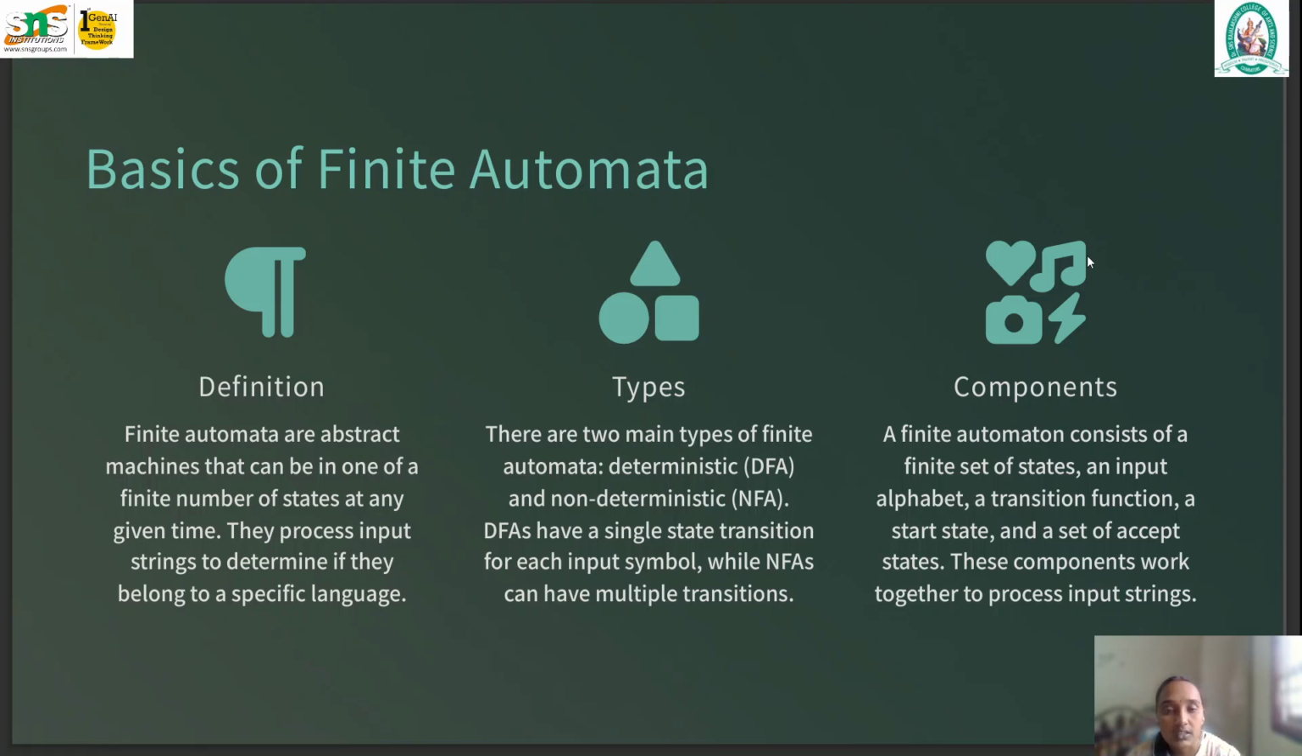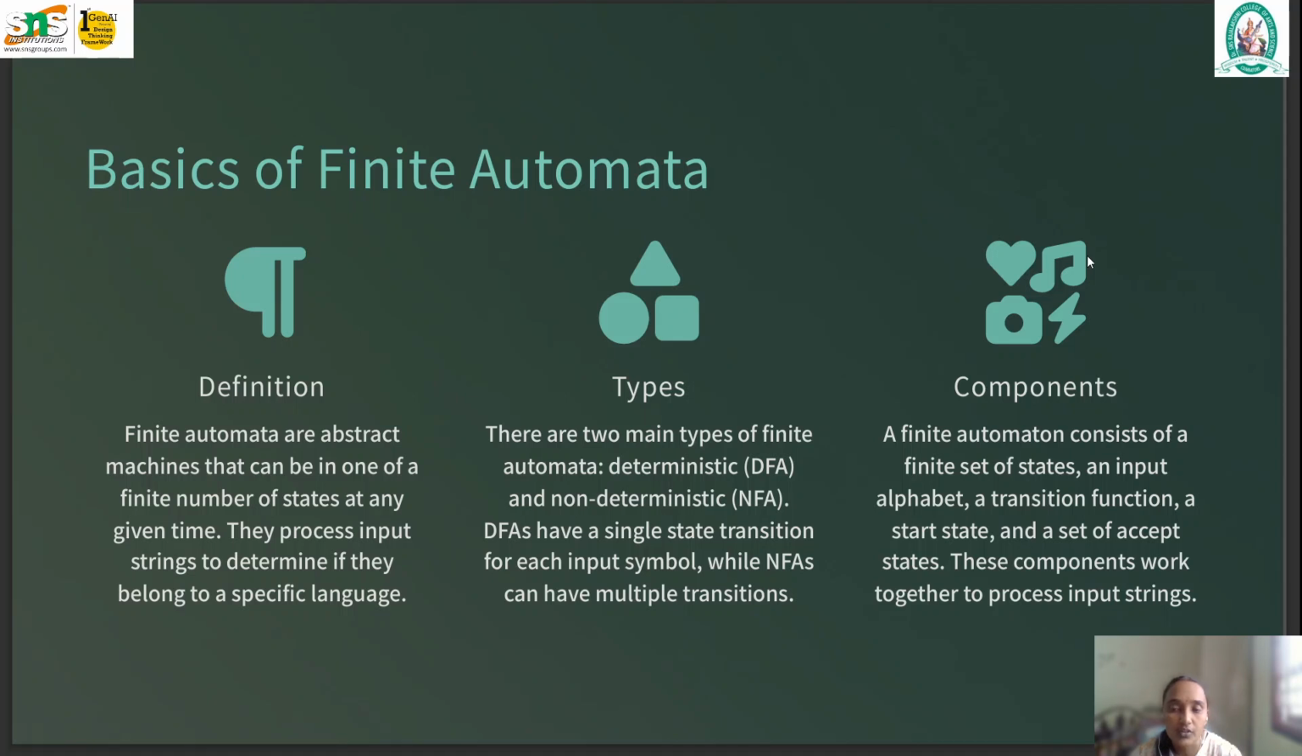Next one, types of finite automata. There are two types of finite automata. The first one is DFA, the next one is NFA. DFA stands for deterministic finite automata, and the next one is non-deterministic finite automata. DFA has a single state transition for each input symbol. In DFA, one input symbol has only one state transition, but NFA has multiple transitions for a single input. That is called NFA.